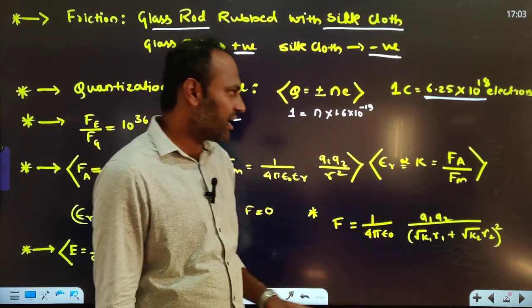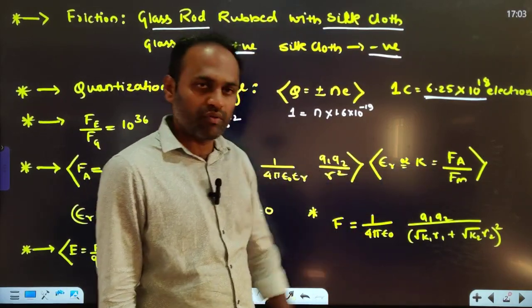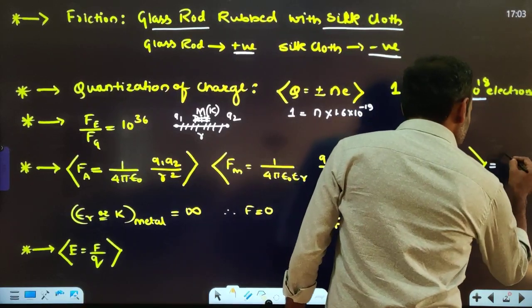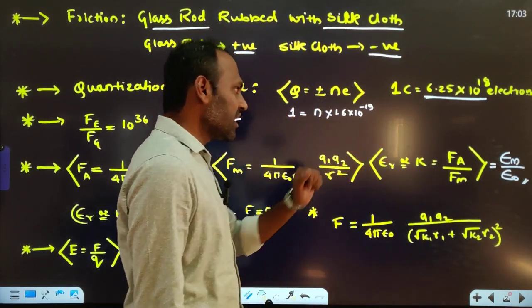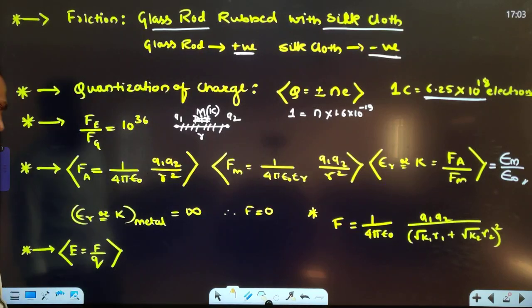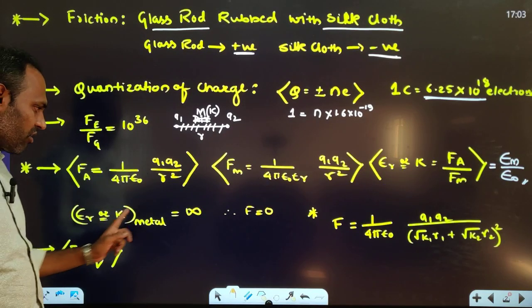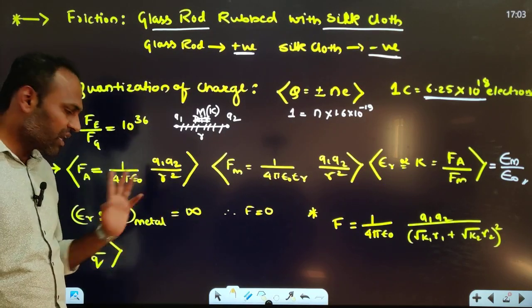Relative permittivity or dielectric constant is force in air divided by force in medium, or it can also be written as permittivity of the medium divided by absolute permittivity. This is how we can write it. That is dielectric constant or relative permittivity. Next, dielectric constant or relative permittivity for metal is infinity.